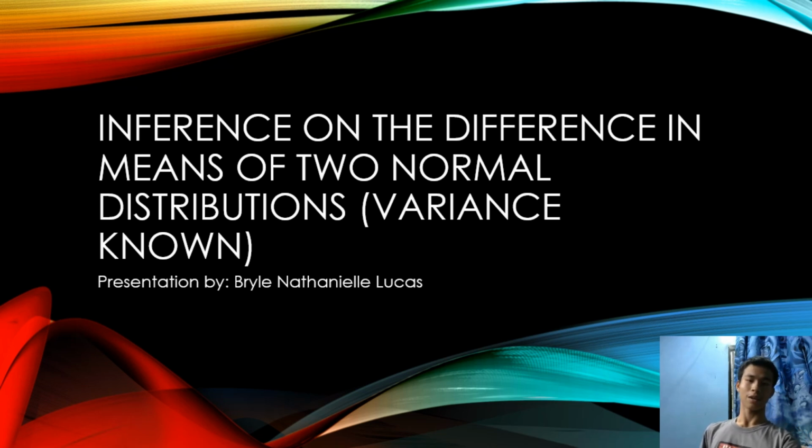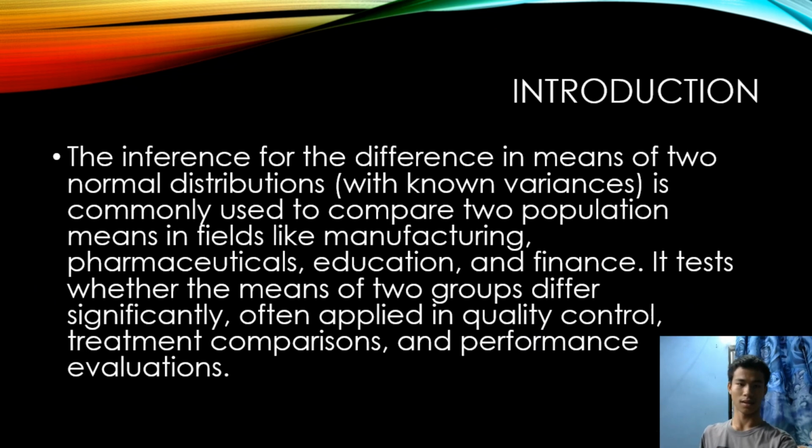Hello everyone. Today we will talk about the inference on the difference in means of two normal distributions with variance is known. The inference for the difference in means of two normal distributions with known variances is commonly used to compare two population means in fields like manufacturing, pharmaceuticals, education, and finance.